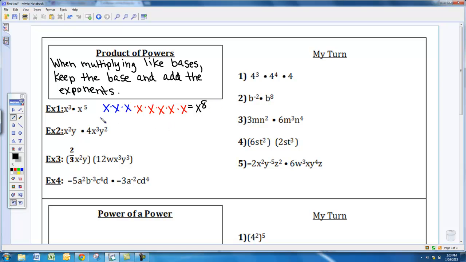Notice that instead of writing this all out in expanded form, we can shorten our work by just adding the two exponents together. 3 plus 5 gives us 8. Okay, let's look at another example.